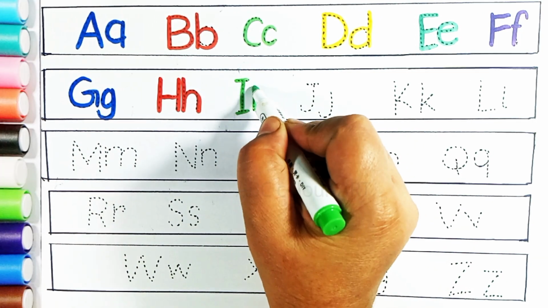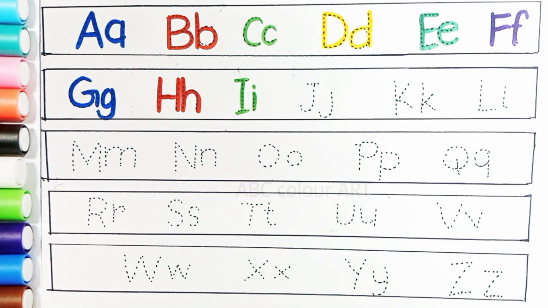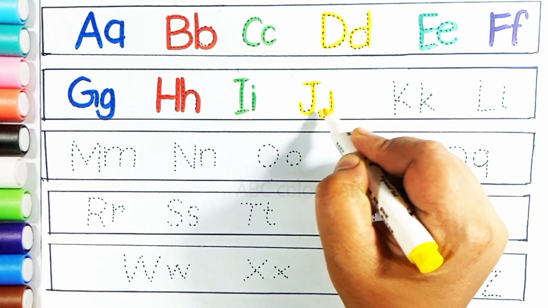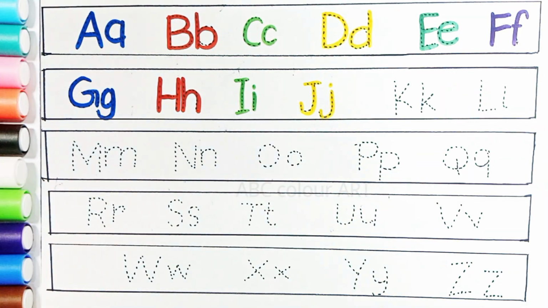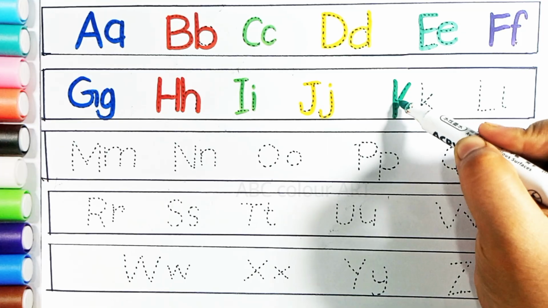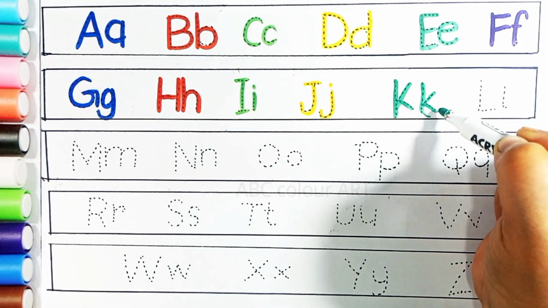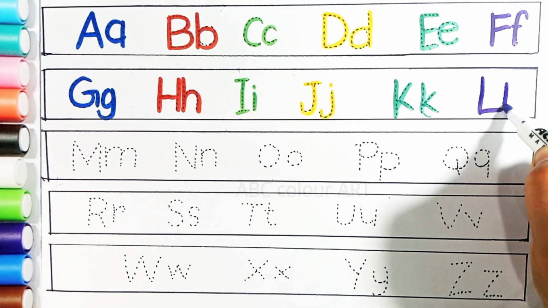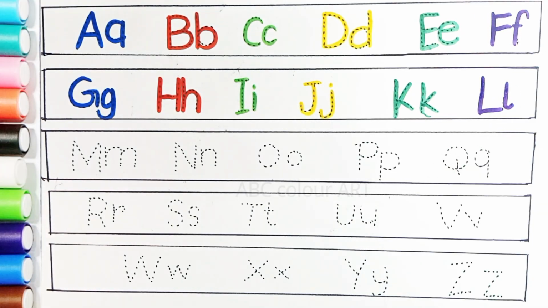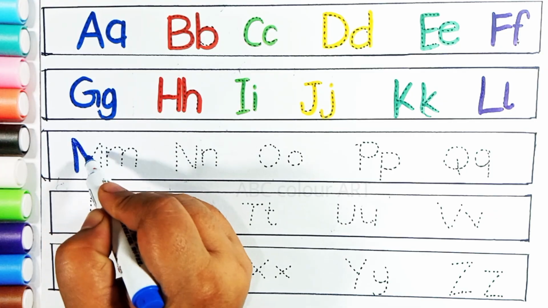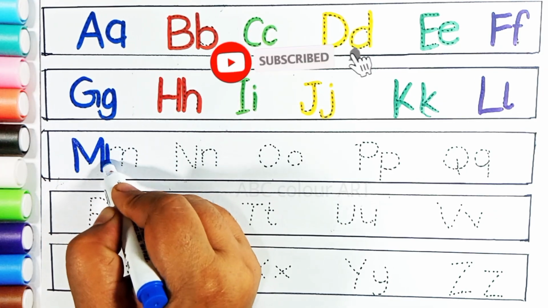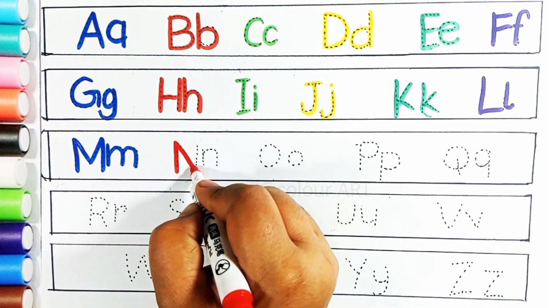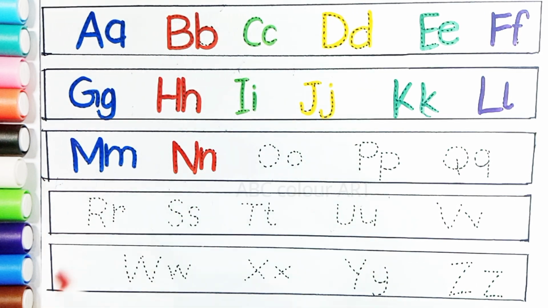Capital I, small i. I is for igloo. Capital J, small j. J is for joker. Capital K, small k. K is for king. Capital L, small l. L is for lion. Capital M, small m. M is for mango. Capital N, small n. N is for nose.